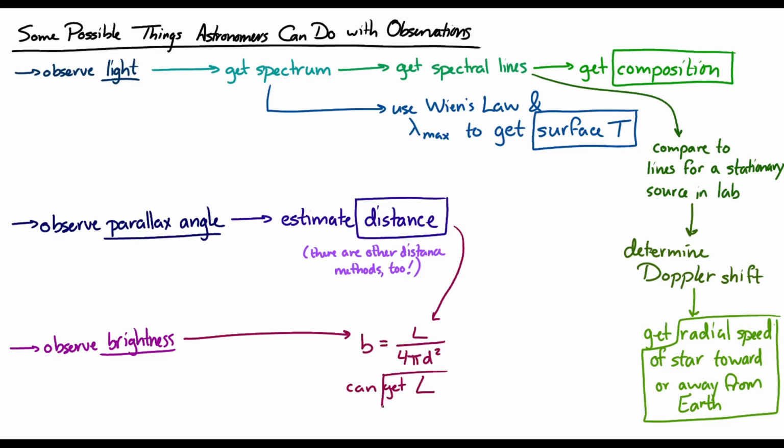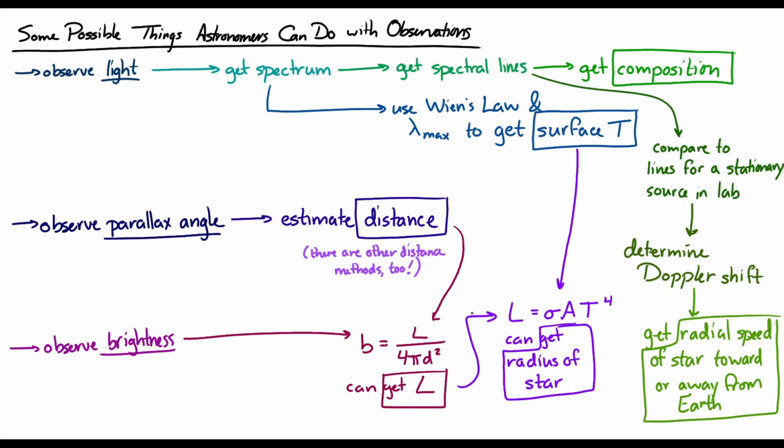And if you know the luminosity of the star and you know the temperature of the star from Wien's law and observations of that, you can get the radius of the star using this equation. So you can determine a lot of the physical characteristics of a star just by observing the light from it. And really, this is only scratching the surface of what astronomers are capable of.